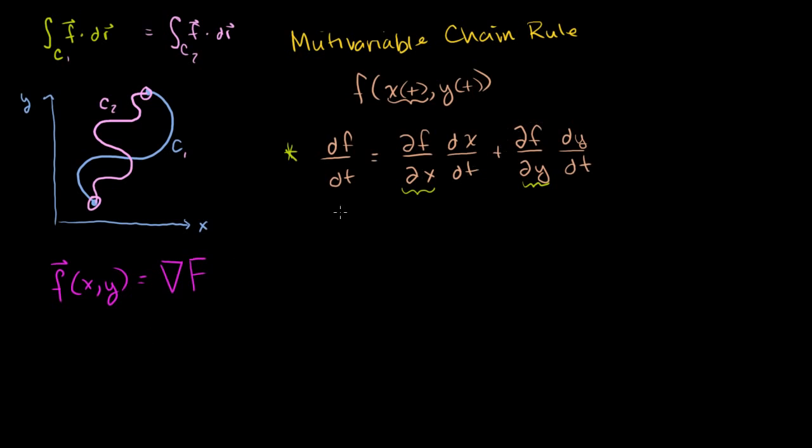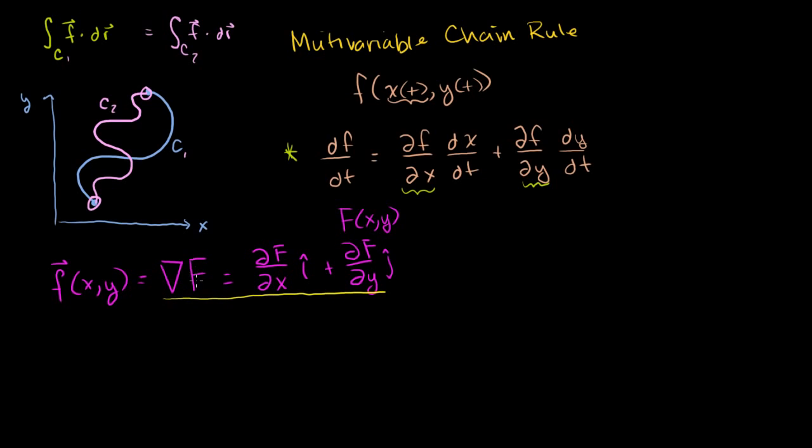I could also write up here, capital F is also a function of x and y. And the gradient, all that means is that the vector field f of xy, lowercase f of xy, is equal to the partial derivative of uppercase F with respect to x times the i unit vector, plus the partial of uppercase F with respect to y times the j unit vector. This is the definition of the gradient right here.